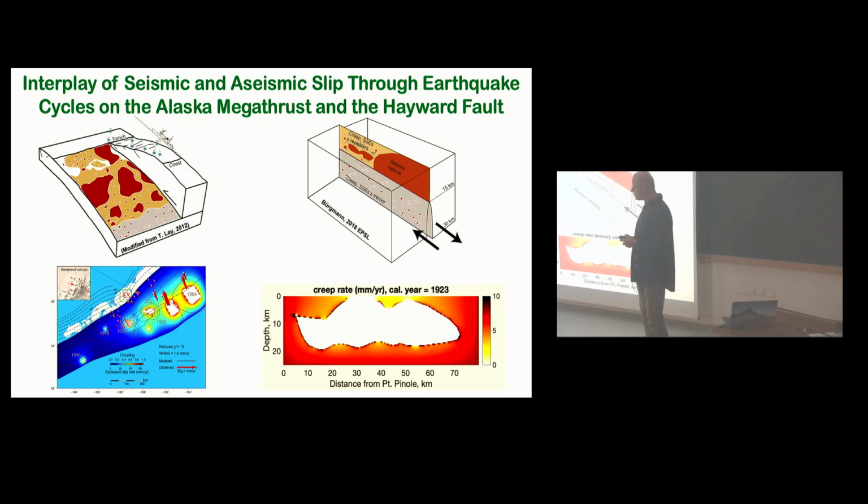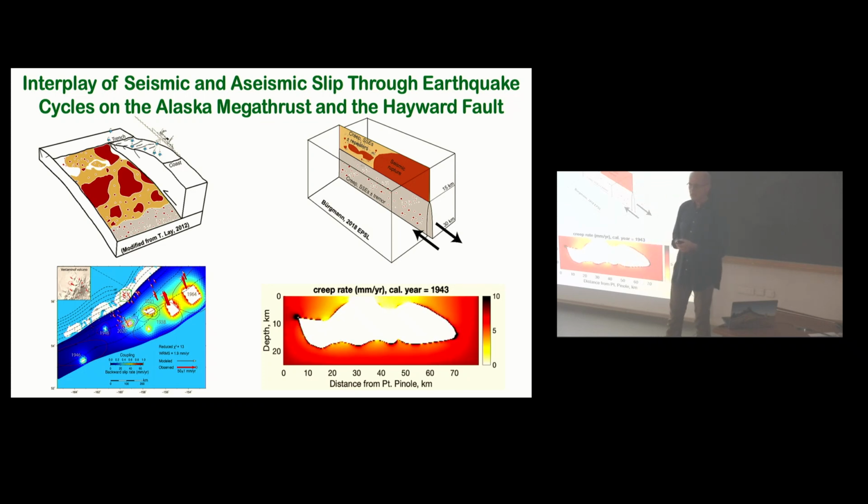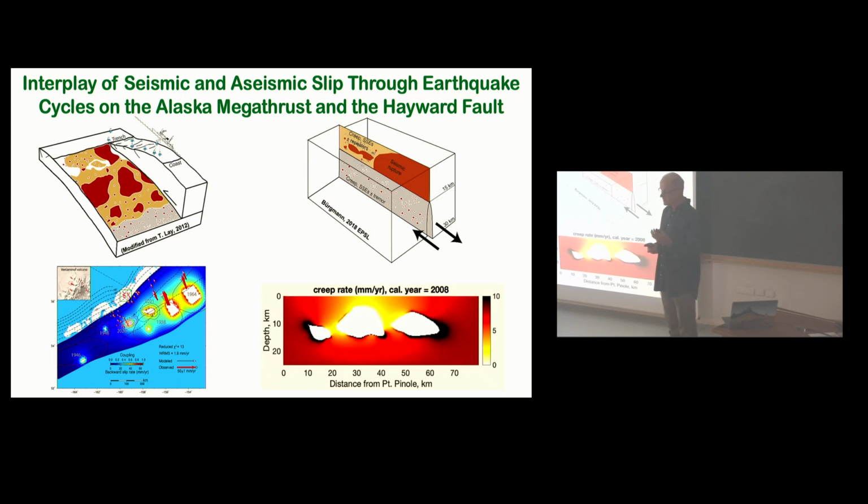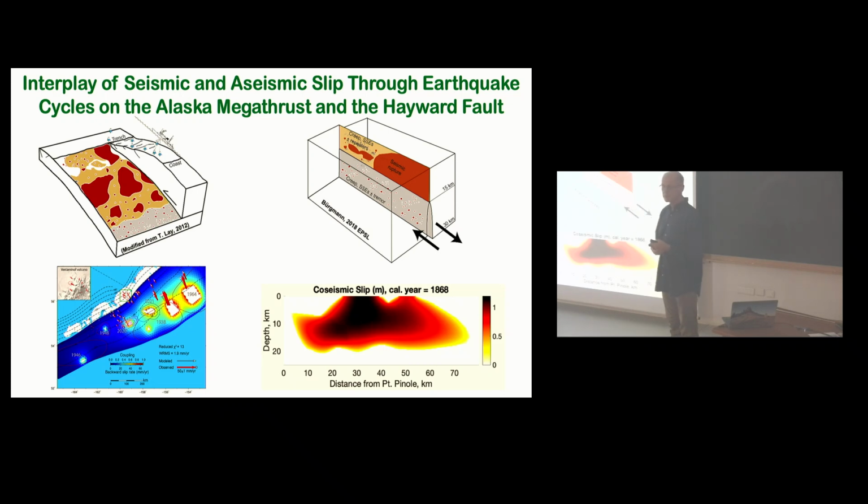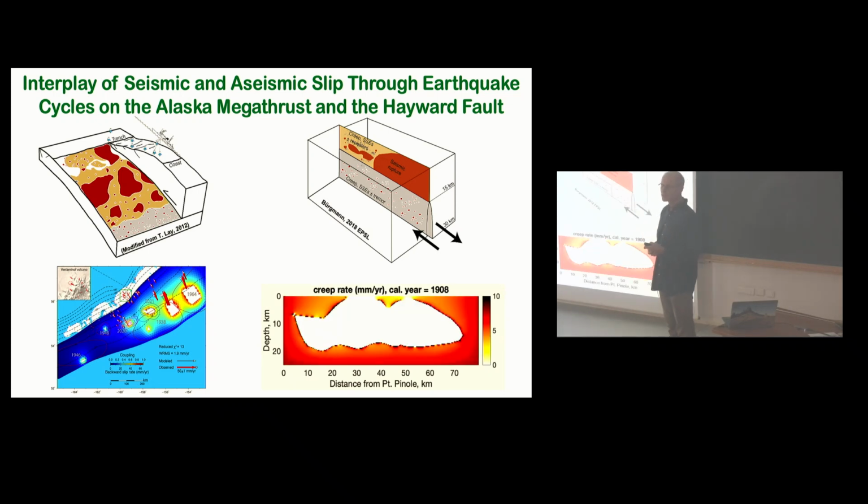And then I'm going to step to the Hayward fault, where we now have decades of observations of both aseismic slip and seismicity. And I hope to convince you that in that record we can see more or less direct evidence of this asperity shrinkage happening. Okay?